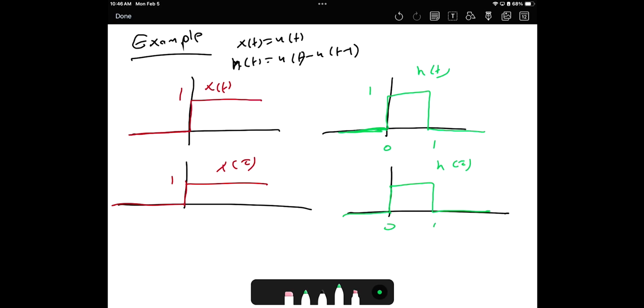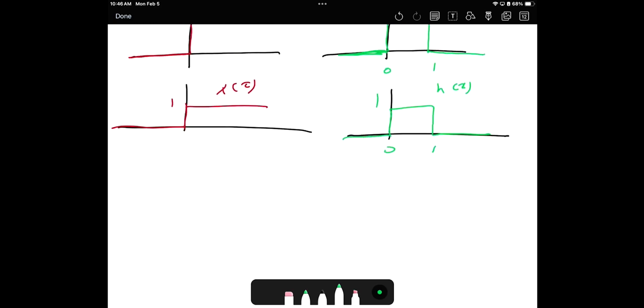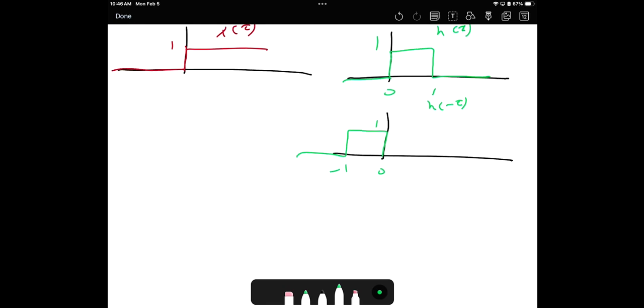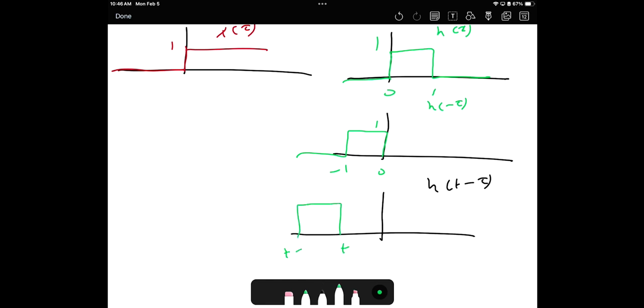h of tau. My target is to convert h of tau to h of negative tau, then h of t minus tau. Because h will be changed while x will remain. So here, h of negative tau will look like this. Here is 0, here is negative 1, this is 1. Then we want to do h of t minus tau, then it will be like, here's t minus 1, and here's 1.